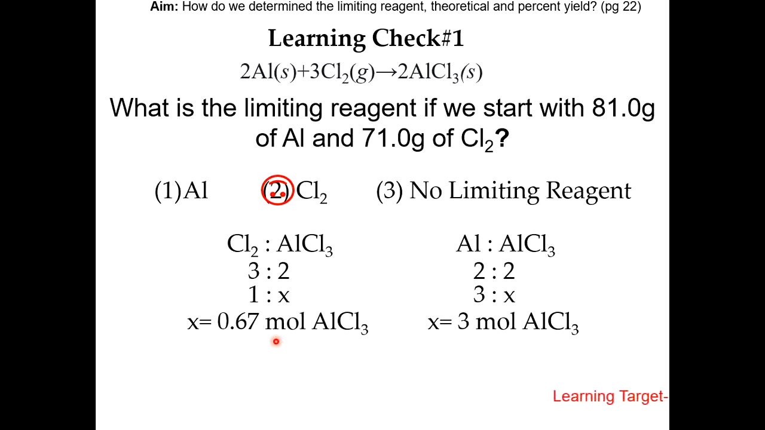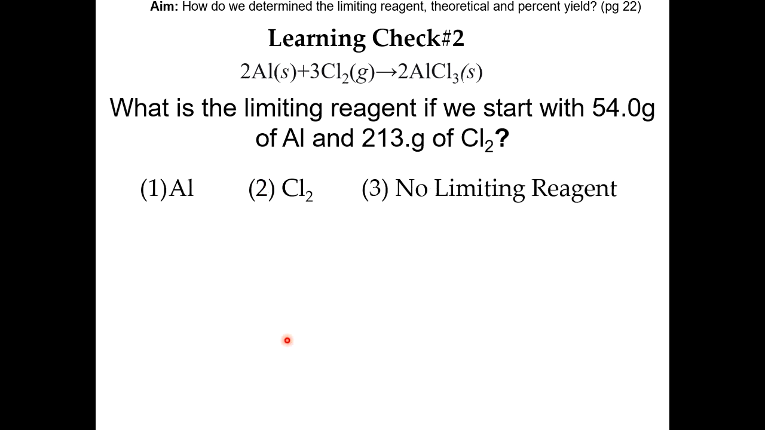And once you finish setting it up, you can see that Cl2 produces the least amount of product, therefore it is the limiting reagent. Learning check number 2, what is the limiting reagent if we start off with 54 grams of Al and 213 grams of Cl2? Pause the video and resume once completed.